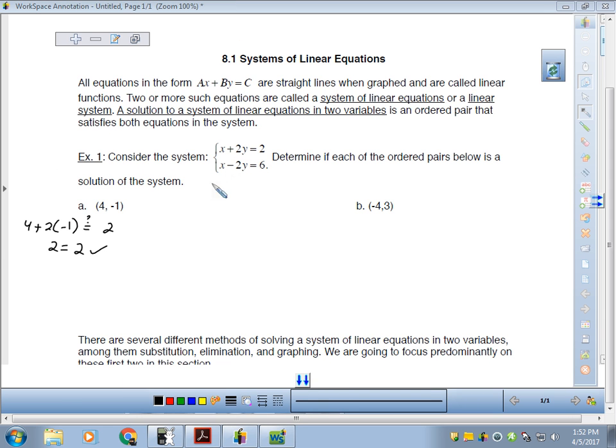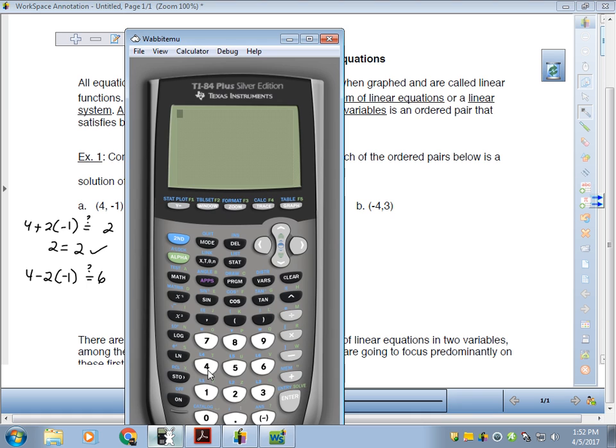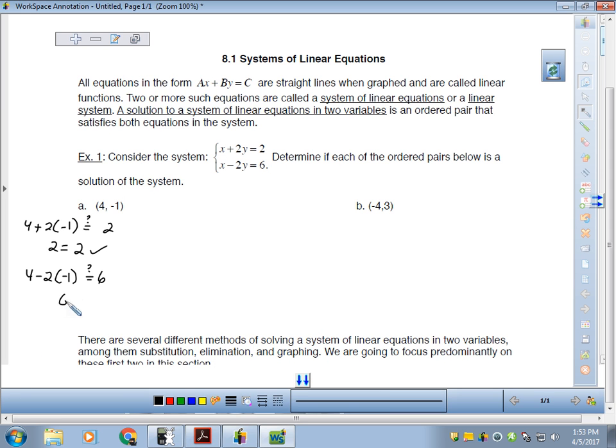Alright, let's check the second equation. 4 minus 2 times negative 1, does that equal 6? Okay, and go to my calculator. 4 minus 2 times negative 1, and we get 6. So 6 equals 6. Check. Since it worked in both of them, since it made both of them true, we can say that 4 comma negative 1 is a solution to the system.